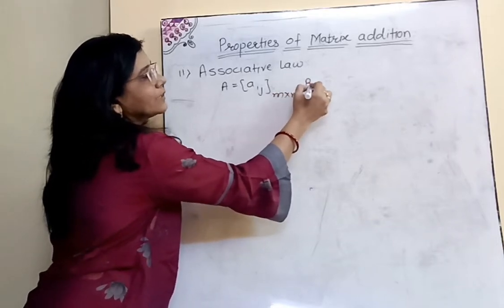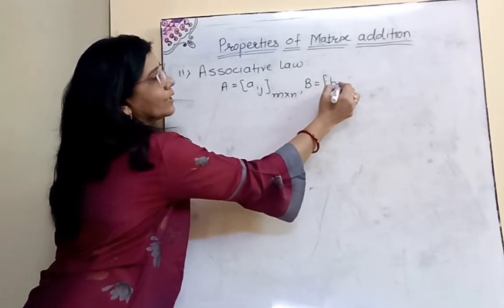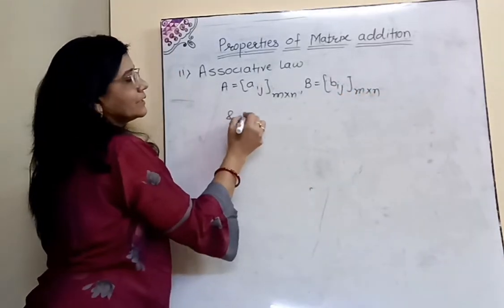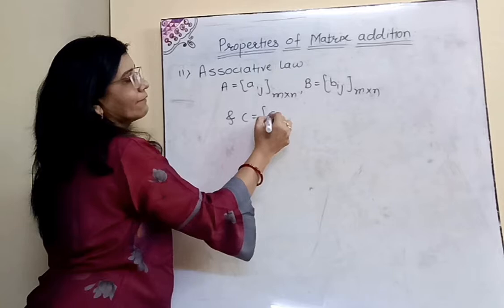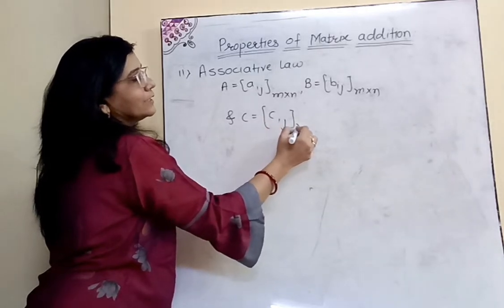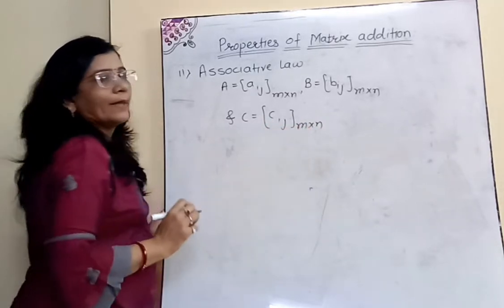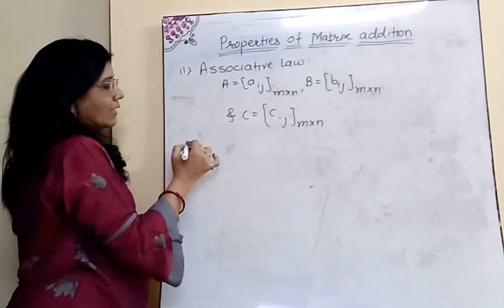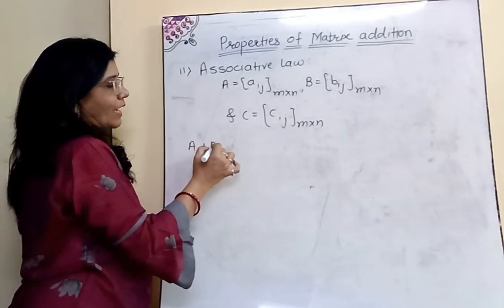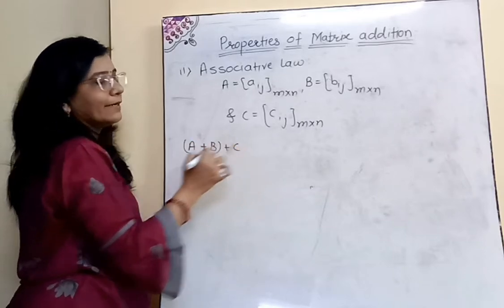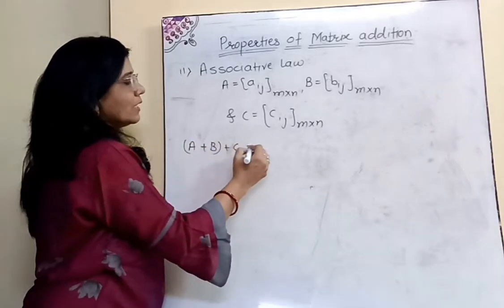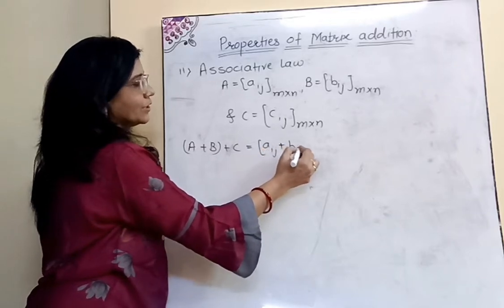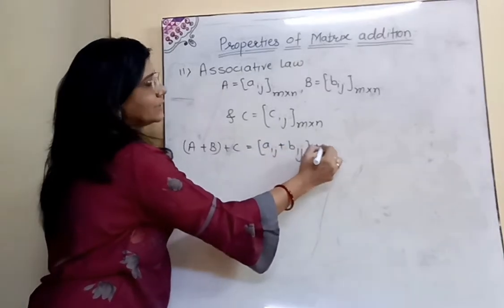B is another matrix having the same order, given by Bij having order m by n, and C is a third matrix having the same order m by n, and these three matrices should have the same orders. Now if we add A plus B, these two matrices, and then add C, then what happens? It will be Aij plus Bij and plus Cij.